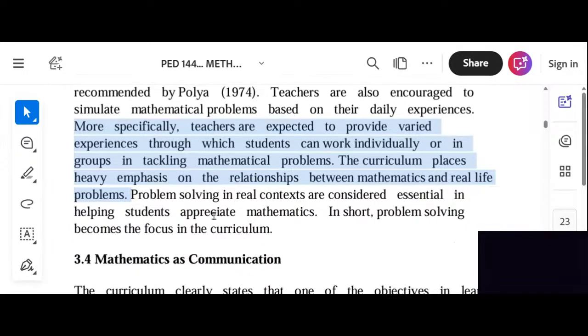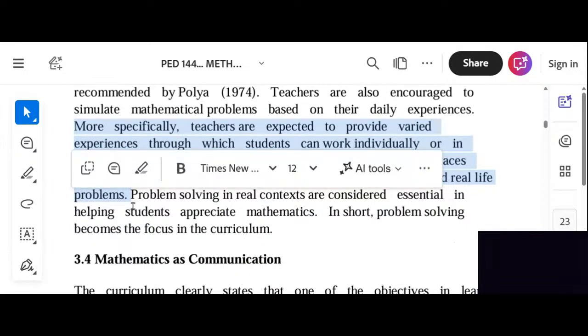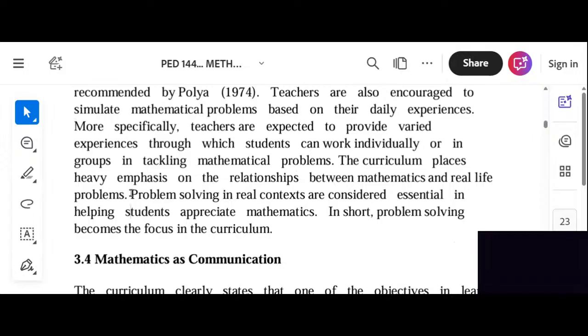Now, the curriculum places heavy emphasis on the relationships between mathematics and real life problems. And the reason is that if you tell me that x squared plus y squared is equal to the root of z, I will not understand. But if you tell me that I pick two apples from one box and I have another box containing apples and I pick another, that one I'm able to relate to.